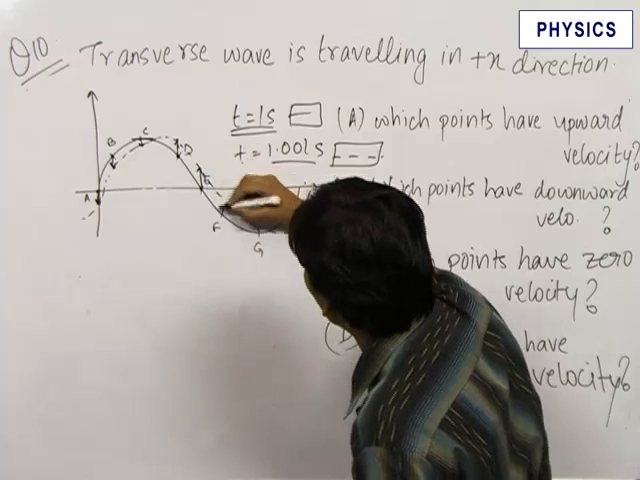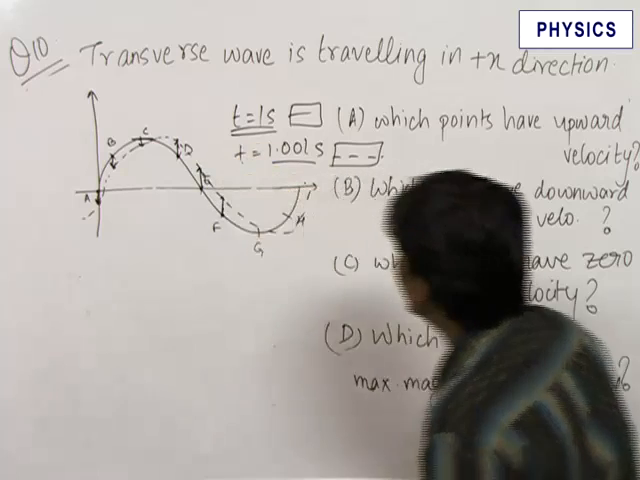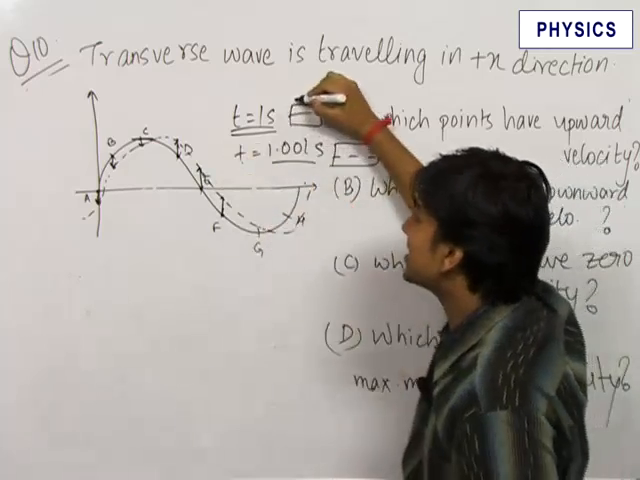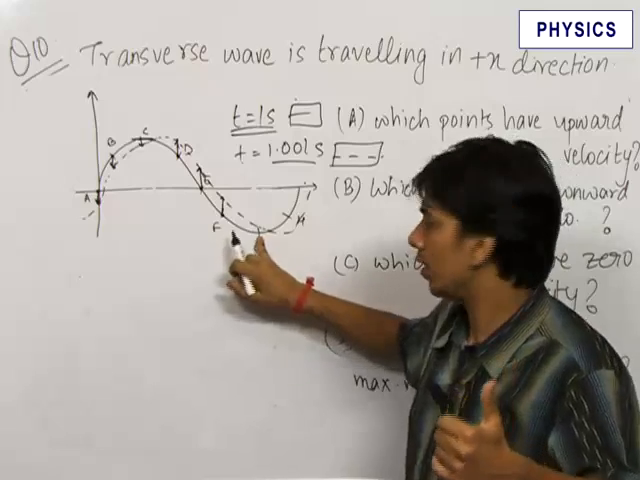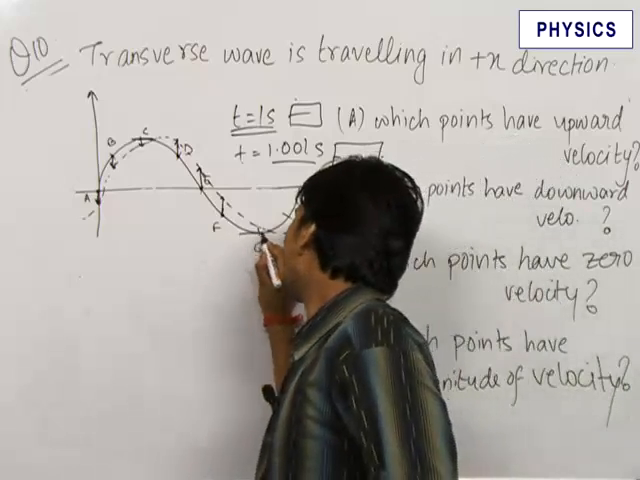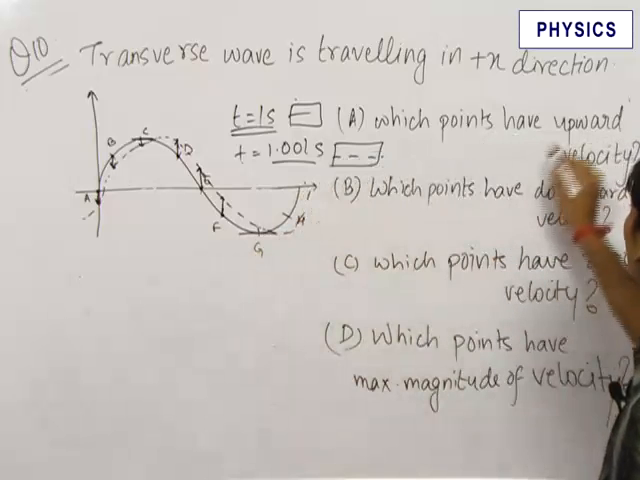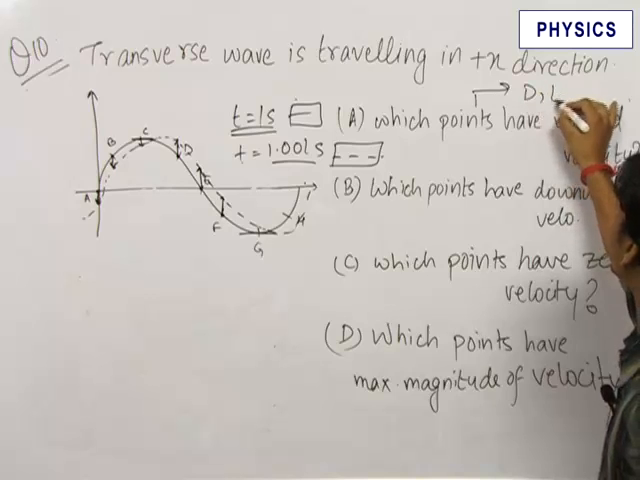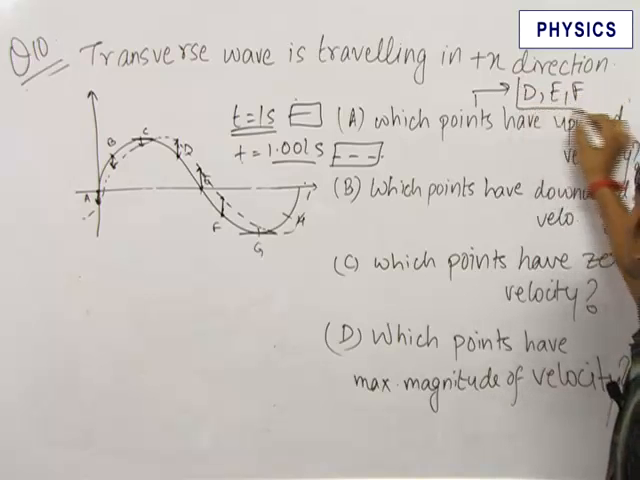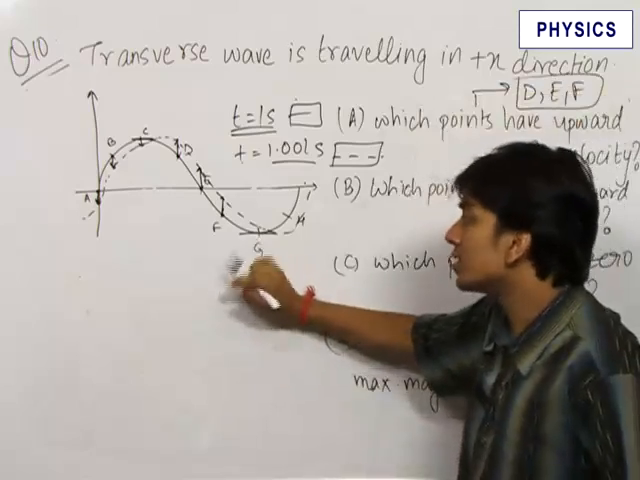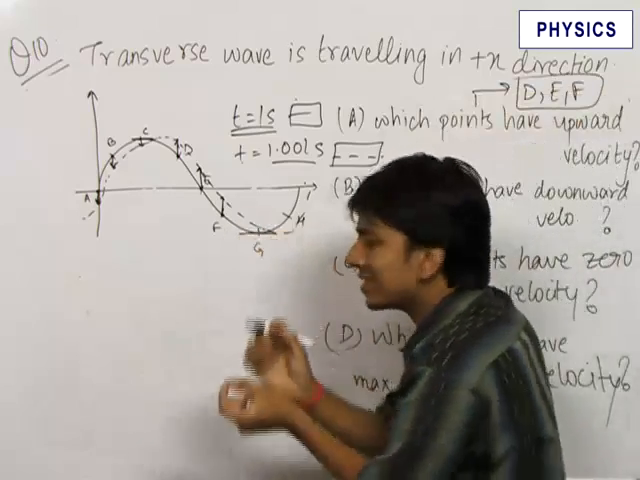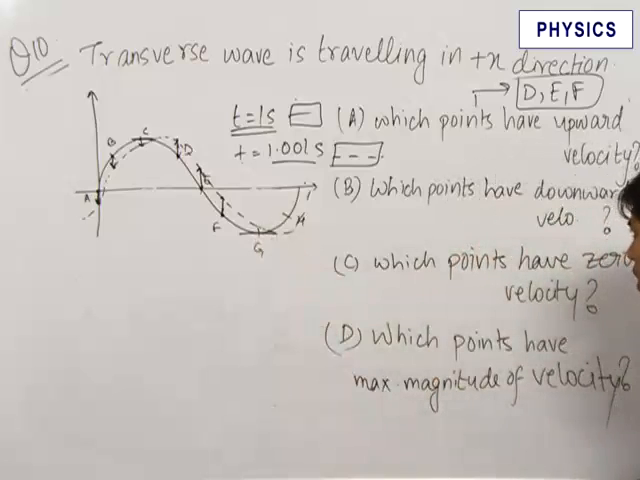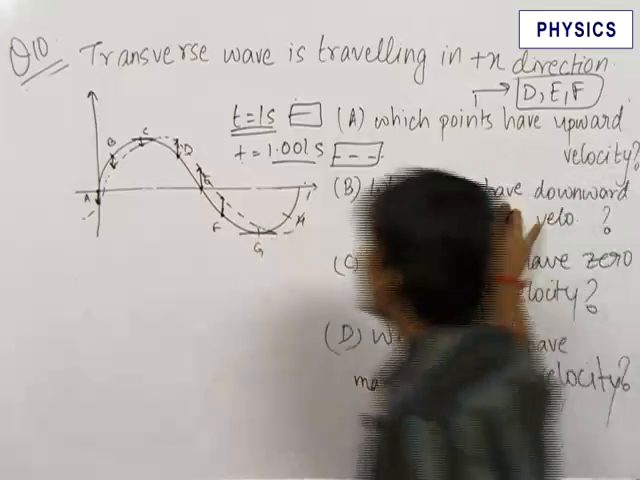Now the points with upward velocity are the points D, which has moved upwards, point E, which has again moved upward, point F, which has also moved upward, and point G, which has moved upward, but at this instant it had a velocity of 0 since it was at its extreme position. Therefore the points which have upward velocity are D, E and F. We neglected G because though it has moved upwards in the just next instant, its velocity was 0 at this extreme position.